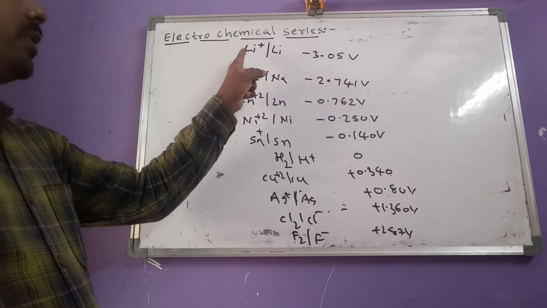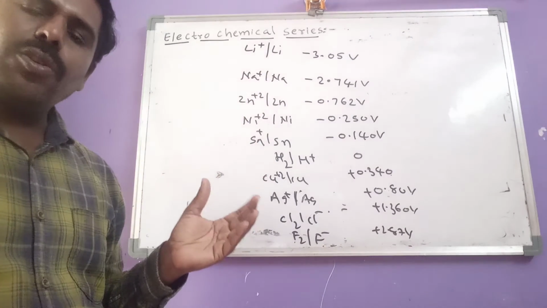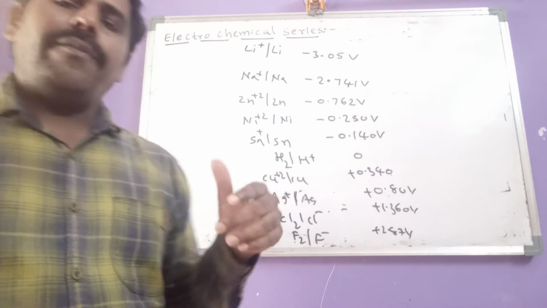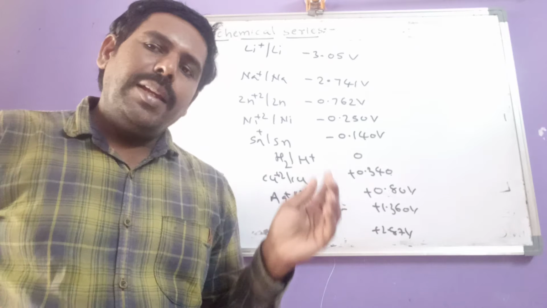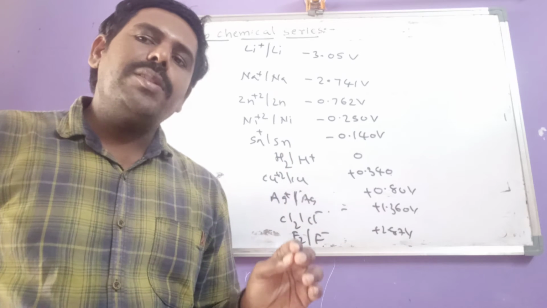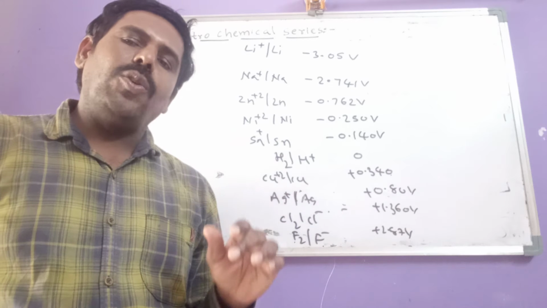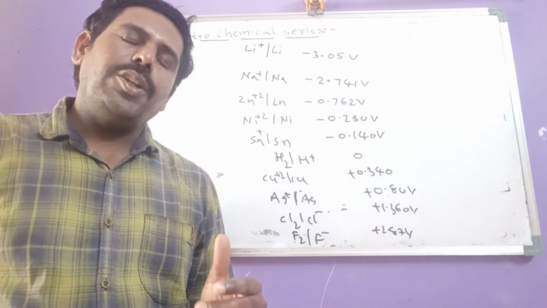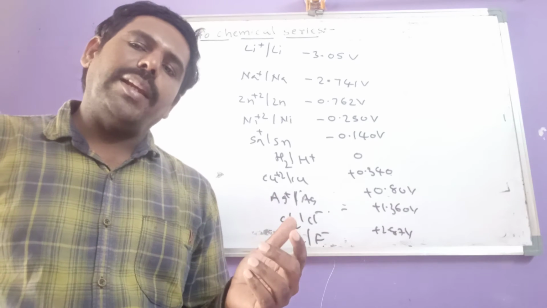If you observe this lithium electrode, or the electrodes having less E0 value, or which have more negative E0 value, they act as reducing agents and themselves they undergo oxidation. How can you say this? You may get the doubts. Sir, how can you say this? How are you saying like this?